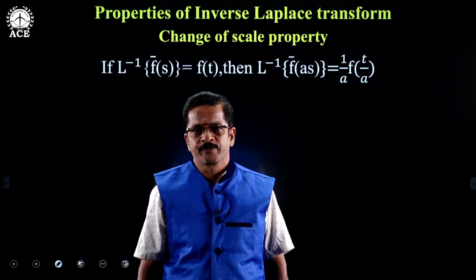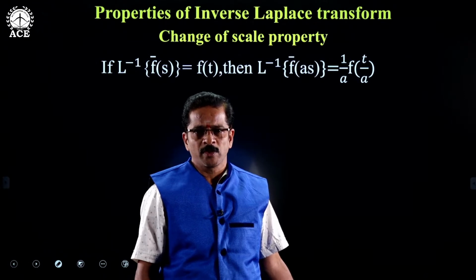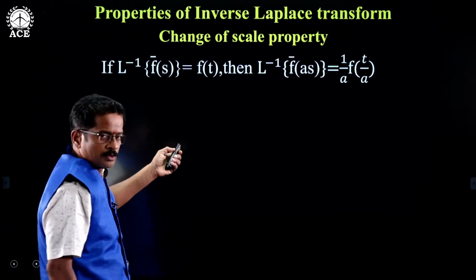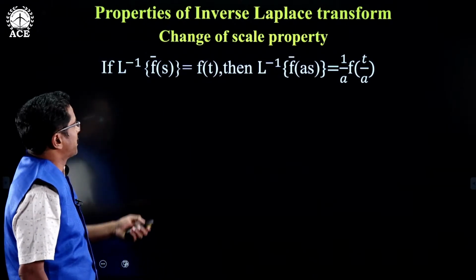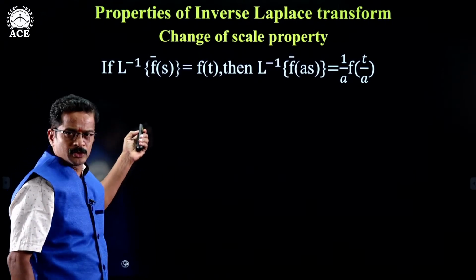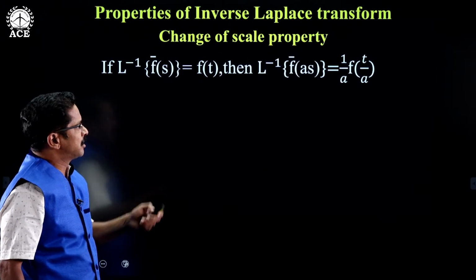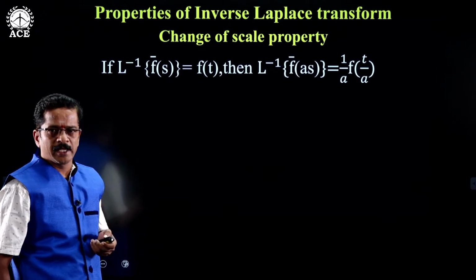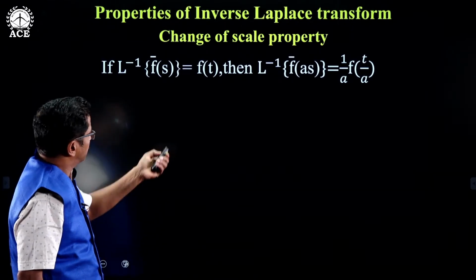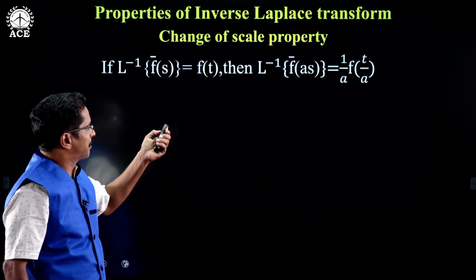University examinations. And this is a continuous class for the previous ones, that is Laplace transform. In the previous class, we covered the change of scale property of Laplace transform. On the change of scale property, if L inverse of f bar of s is equal to f of t, then L inverse of f bar of a s is equal to 1 by a f of t by a. So this actually came from the change of scale property of Laplace transform.